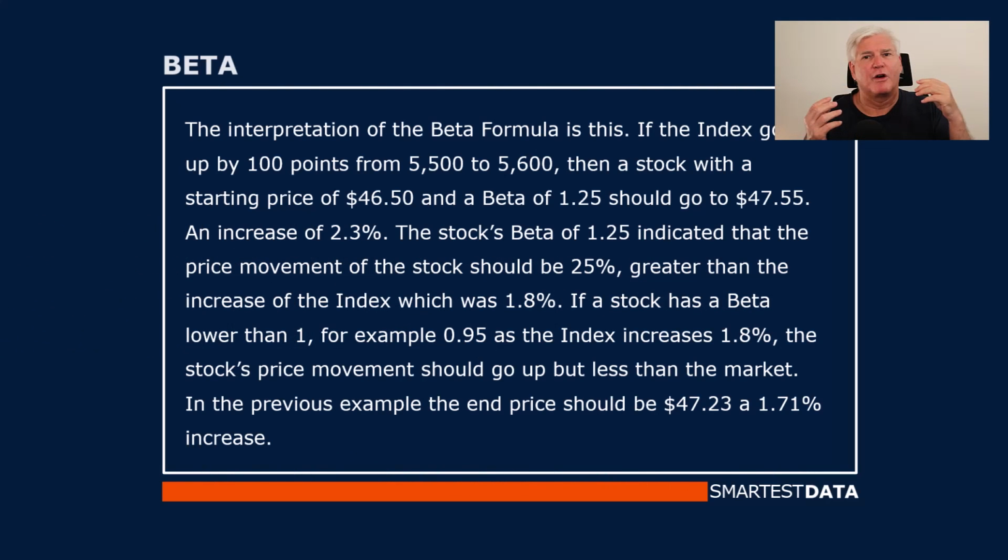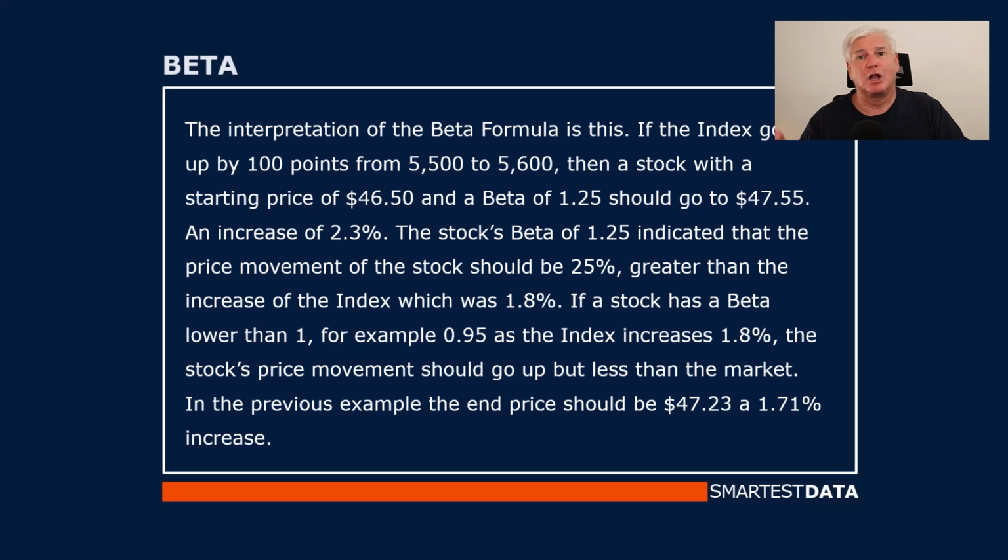The interpretation of the beta formula is this. If the index goes up by 100 points, from 5,500 to 5,600, then the stock with a starting price of $46.50 and a beta of 1.25 should theoretically go up to $47.55, an increase of 2.3%. The stock's beta of 1.25 indicates that the price movement of the stock should be 25% greater than the increase in the index, which was 1.8%.